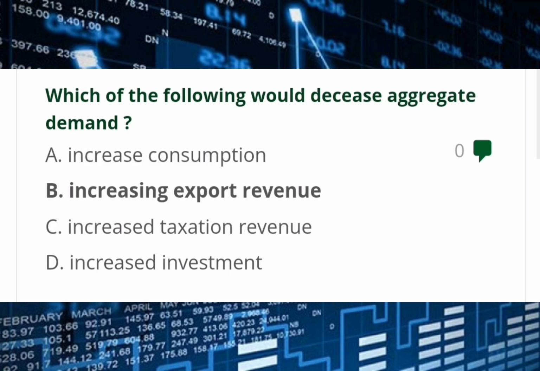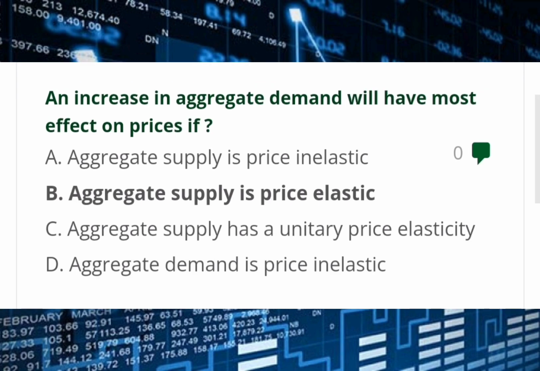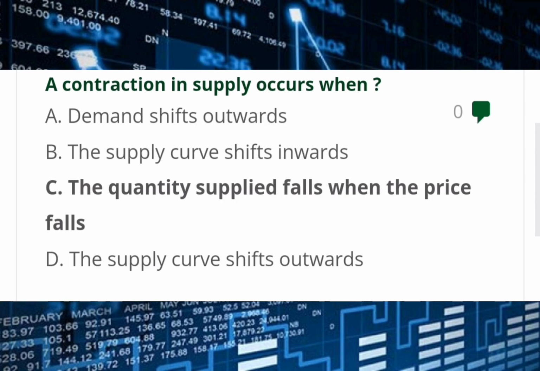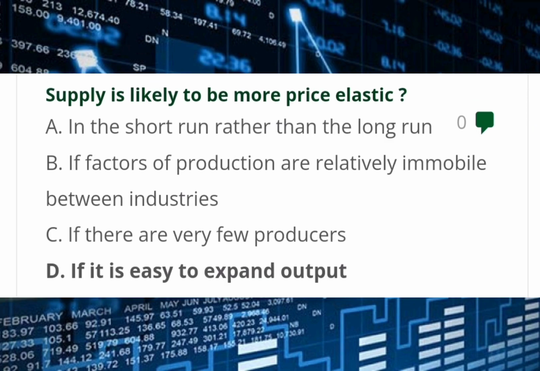Which of the following would decrease aggregate demand? Answer B, increasing export revenue. An increase in aggregate demand will have most effect on price if, answer B, aggregate supply is price elastic. An increase in price, all other things unchanged, leads to, answer D, an extension of supply. A contraction in supply occurs when, answer C, the quantity supplied falls when the price falls. Supply is likely to be more price elastic, answer D, if it is easy to expand output.